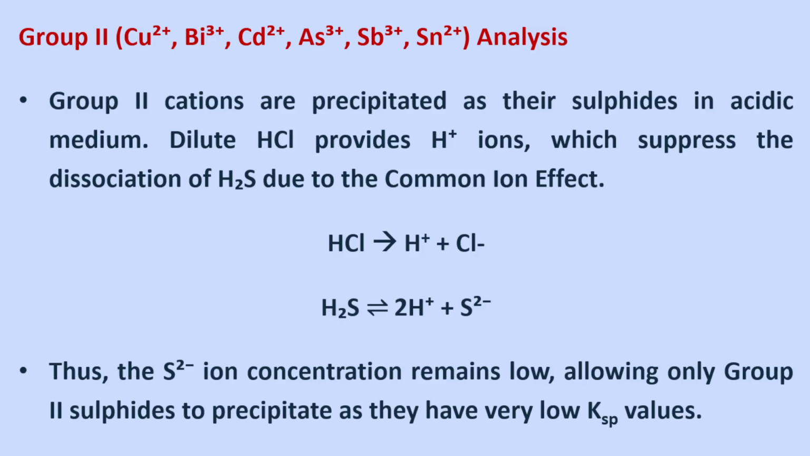Due to the presence of extra H plus ion from the HCl, the dissociation of H2S is suppressed due to the common ion effect. As a result, the concentration of sulfide ion remains very low, but that's exactly what we want, because group 2 sulfides have very low solubility product. Even this low sulfide is enough to precipitate only group 2 cations as their sulfides.